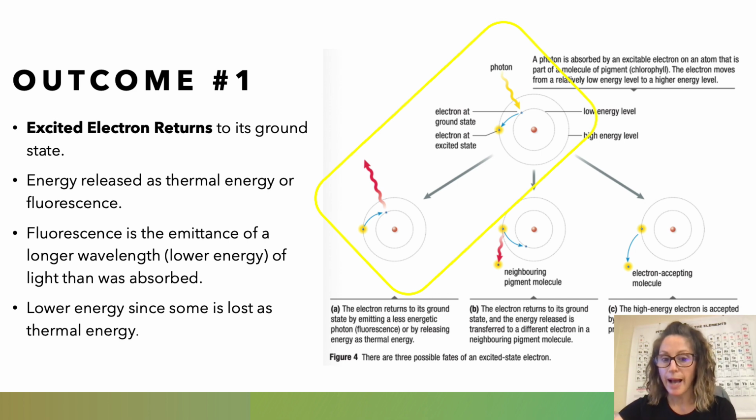So let's look at what could happen if that electron gets hit by a photon and jumps to the next higher energy level. So this is our atom, and an electron got hit by a photon of light and it jumped to its excited state. 3 things can happen. So let's look at outcome number 1, which is kind of boring. It just returns to its ground state. It releases energy as thermal energy or as fluorescence. So not much happens, I would say.